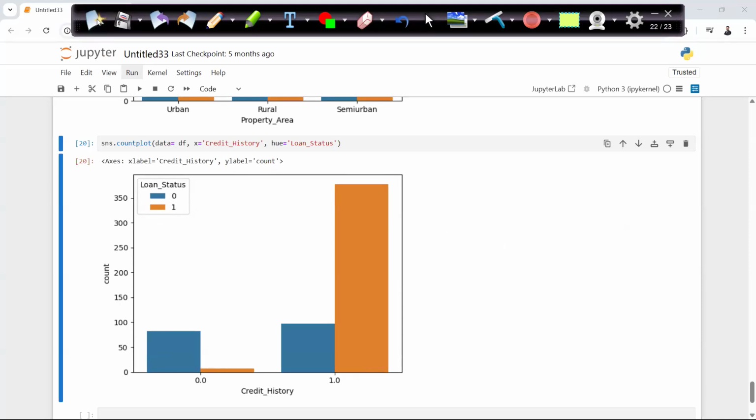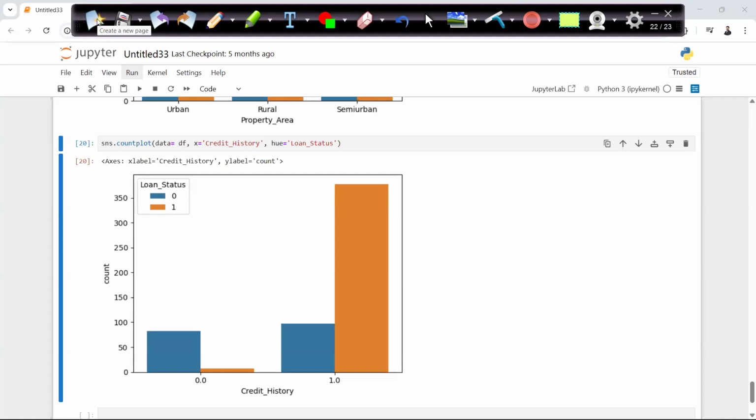All right. So as of now, I was analyzing two variables, and in those two variables, I was having one variable as a categorical variable, and the second variable is also a categorical variable, right? Credit history was a categorical variable 0, 1, and loan status is also categorical 0, 1. So here you can see that I am creating a count plot with two categorical features.